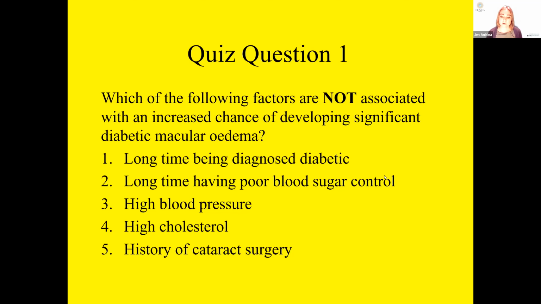However, the presence of cataracts, rather than having had cataract surgery, incidentally, for some reason, is associated with more likely development of DMO. I don't know why that is, but it's been shown in some studies. So if they've had cataract surgery, no, but if they have cataracts, then they're more likely to have DMO. So we are going to move on.